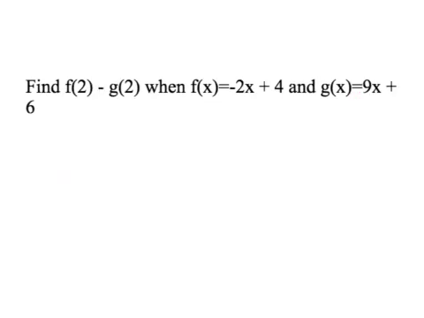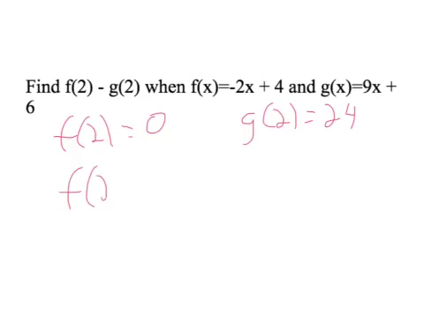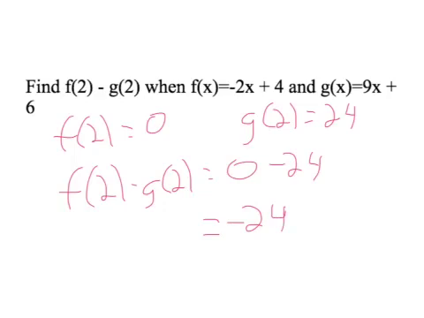Okay, go ahead and do the subtraction problem. Okay, we've already found f of 2 to be 0. We've already found g of 2 to be 24. We did that in the previous problem. So now I want to do f of 2 minus g of 2. Alright, f of 2 is equal to 0. g of 2 is equal to 24. 0 minus 24 is negative 24. So f of 2 minus g of 2 is negative 24.